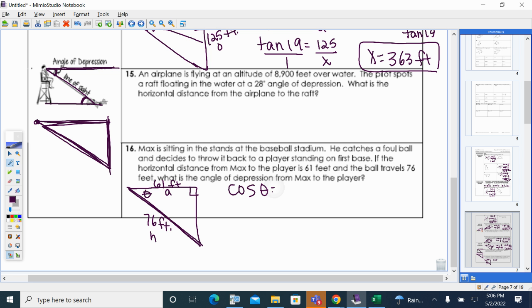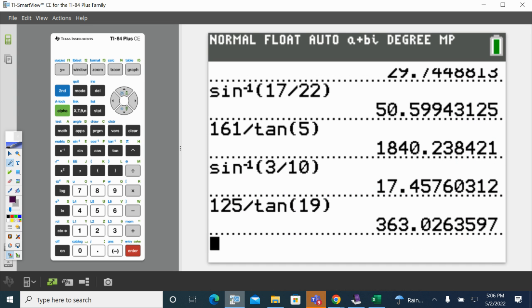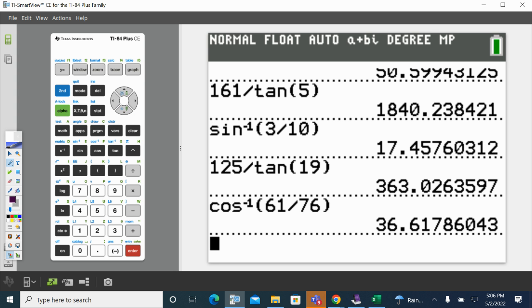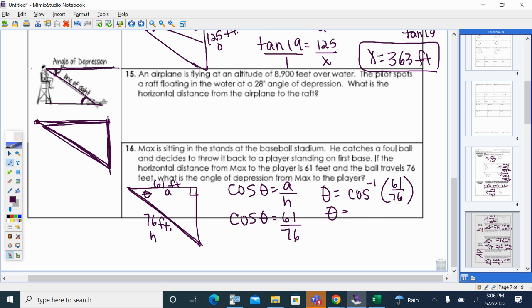So let's set this up. Cosine theta is equal to adjacent over hypotenuse. We're looking for theta. The adjacent is 61 over the 76. So to find theta, we're going to use the inverse of cosine, and that's 61 over 76. So inverse cosine, 61 over 76. And we get 36.6 for theta.